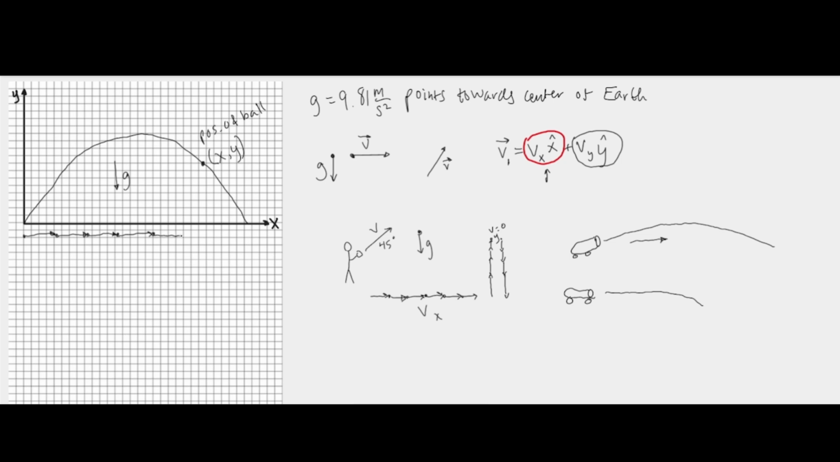And then what happens to the vertical component of velocity? Well, we know that it is changing because gravity is working on it. And gravity is an acceleration. Acceleration is the change in velocity over the change in time. So we're going to first have some large velocity pointing straight up.